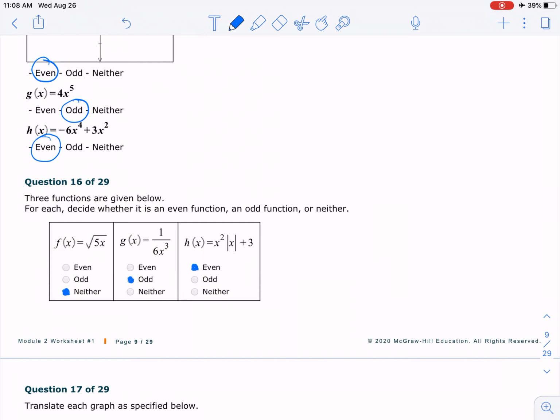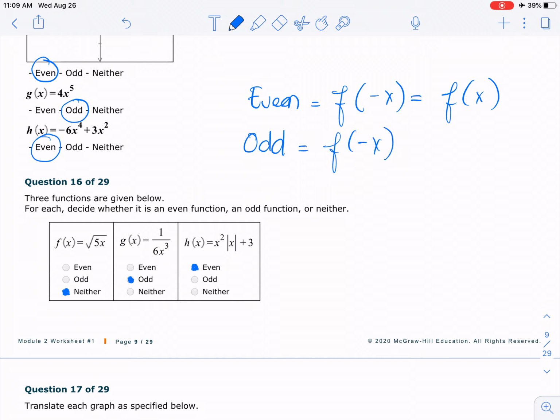Now, I just want to remind you one more thing about even and odd. For even, when you plug in the function, you should get f of negative x equals to f of x. And for odd function, when you plug in negative x, you should get negative f of x. Okay, so you can always try.